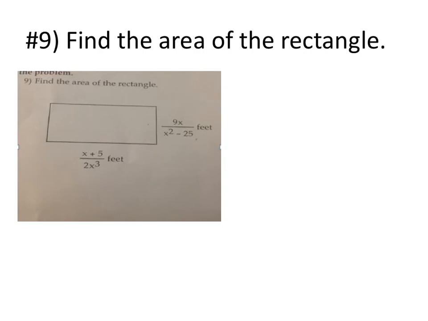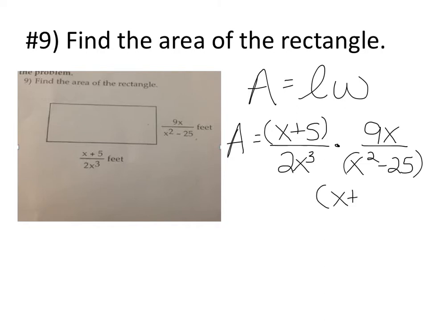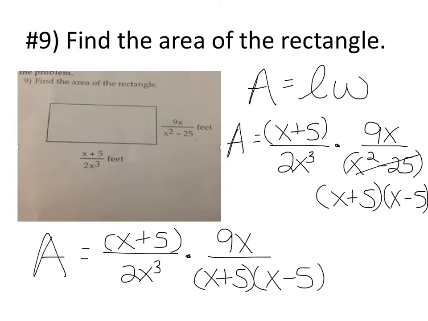All right, find the area of the rectangle. So area equals length times width. So the length is (x plus 5) over 2x cubed, and the width is 9x over (x squared minus 25), which, oops, surprise, surprise, is a difference of squares. Okay? So really you have A equals (x plus 5) over 2x cubed times 9x over (x plus 5)(x minus 5). So let's see what cancels.